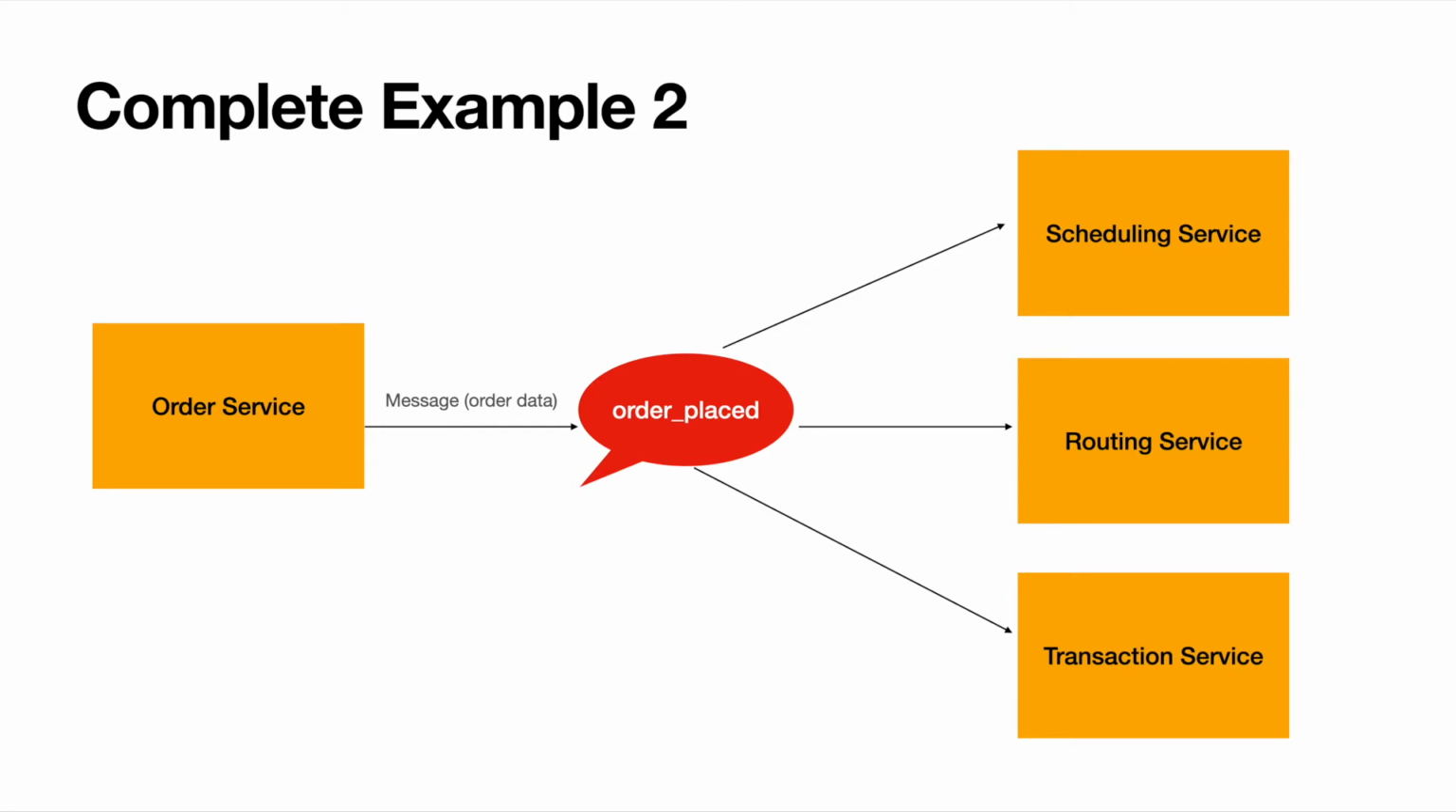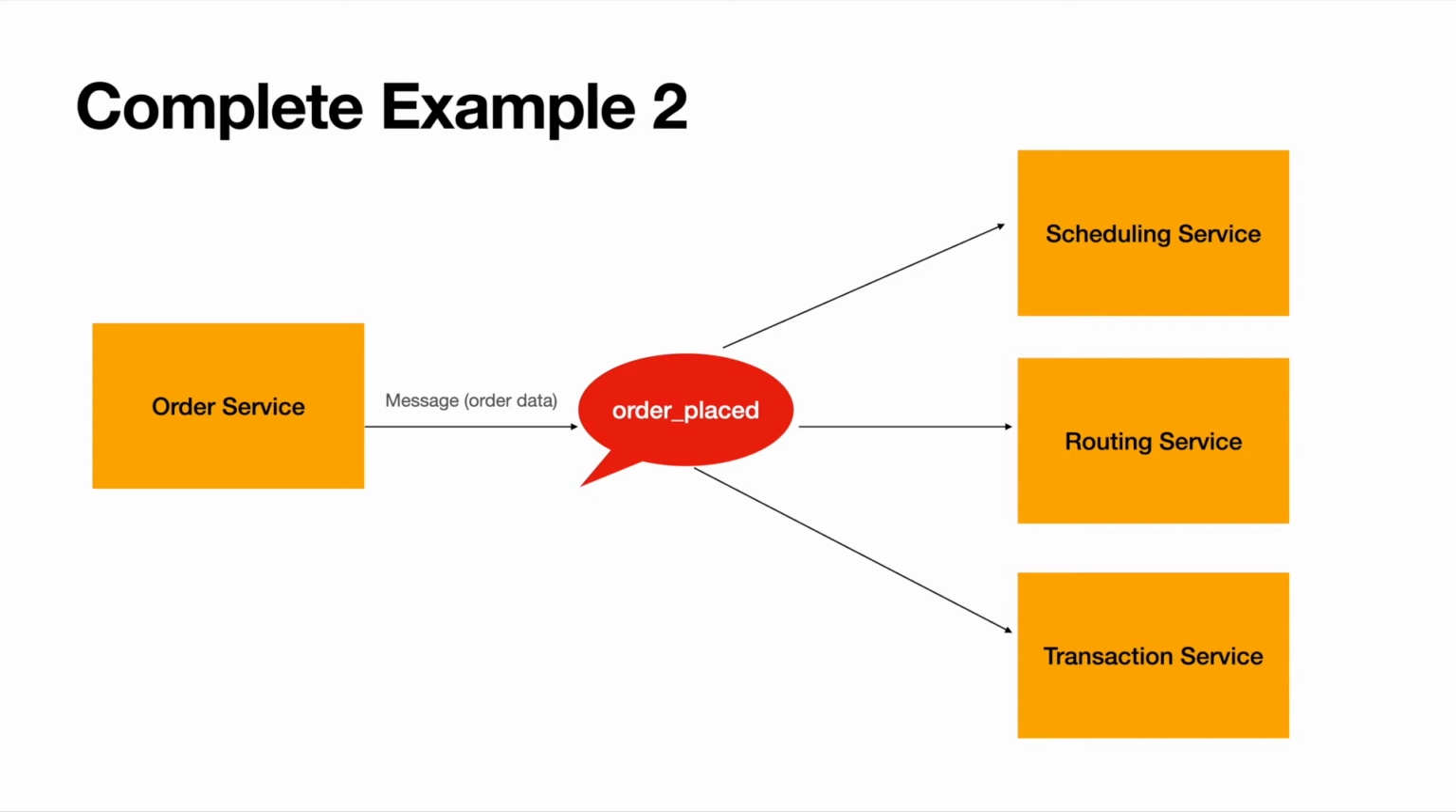Similarly, for food ordering, it's the same thing. Whenever there's an order, let's say it hits the order service first, and the service writes a message with all the order data in a Kafka topic called order placed. And then you have different services that are listening to this topic and reading from it. So you have the scheduling service. So whenever there's a food order, this service reads the message from the topic and then schedules it so that it reaches the consumer at the appropriate time.